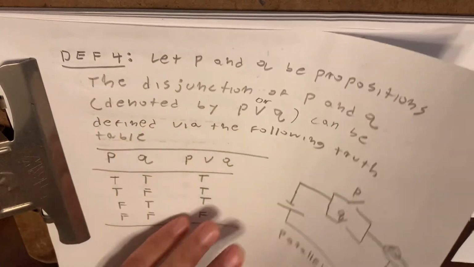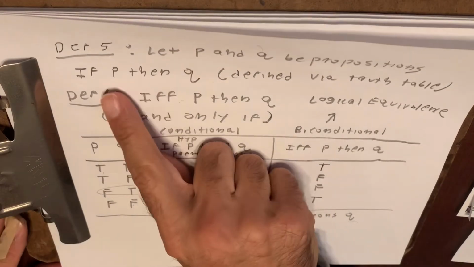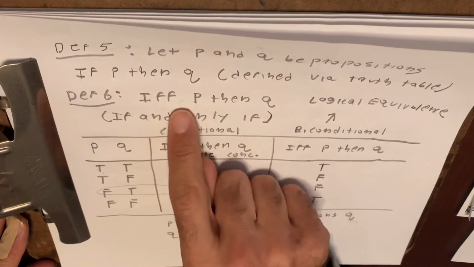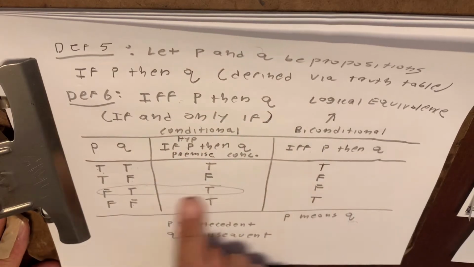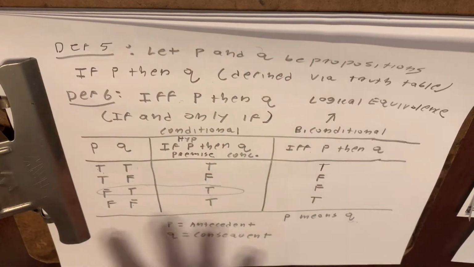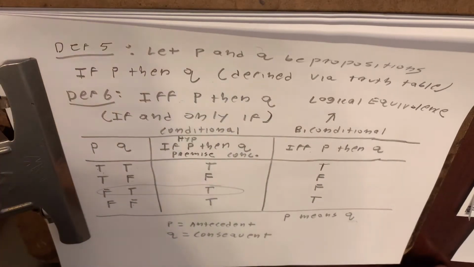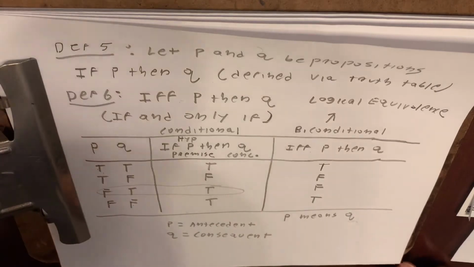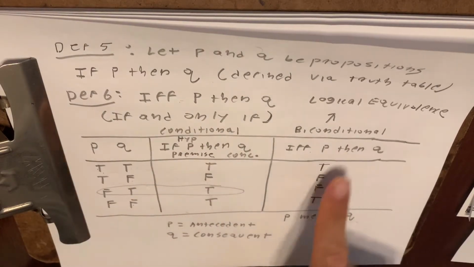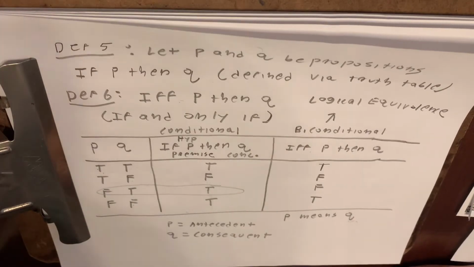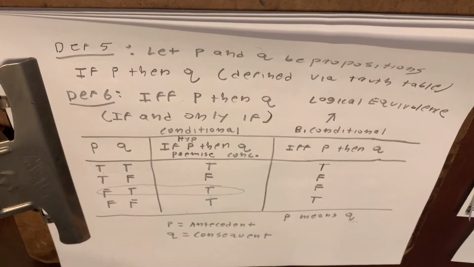And then the very last thing we did was we defined if P then Q, and we defined if and only if P then Q. We did it in the same truth table so that you could see the difference here. And I made a promise to you that I would make another video to really explain why these truth values are the way they are with a simple little example. And I'll do that in a separate video.